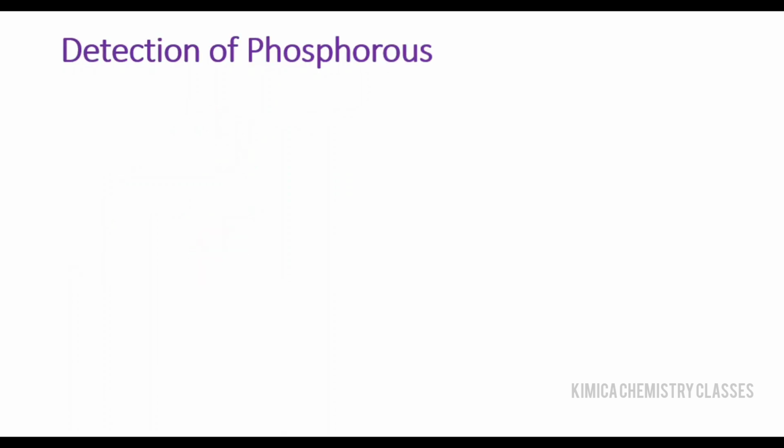Next, detection of phosphorus. The compound is fused with sodium peroxide, which gives sodium phosphate. On boiling with nitric acid and adding ammonium molybdate, a yellow precipitate of ammonium phosphomolybdate confirms the phosphorus.